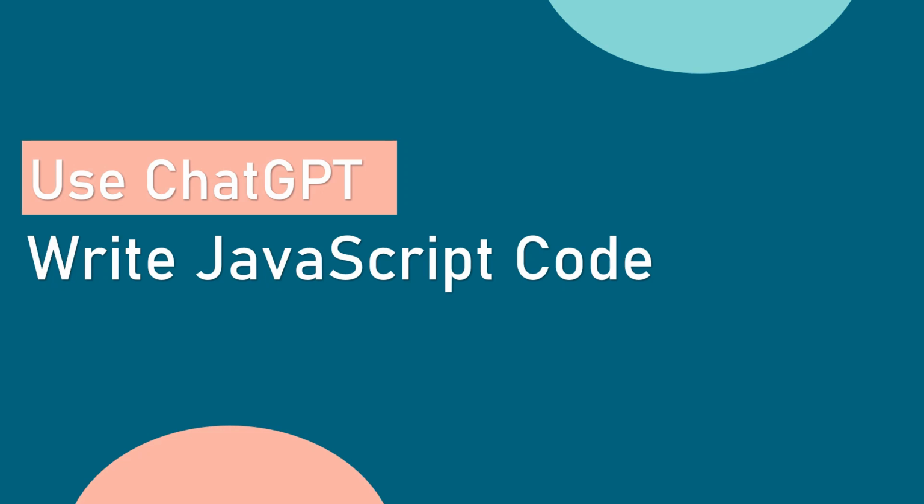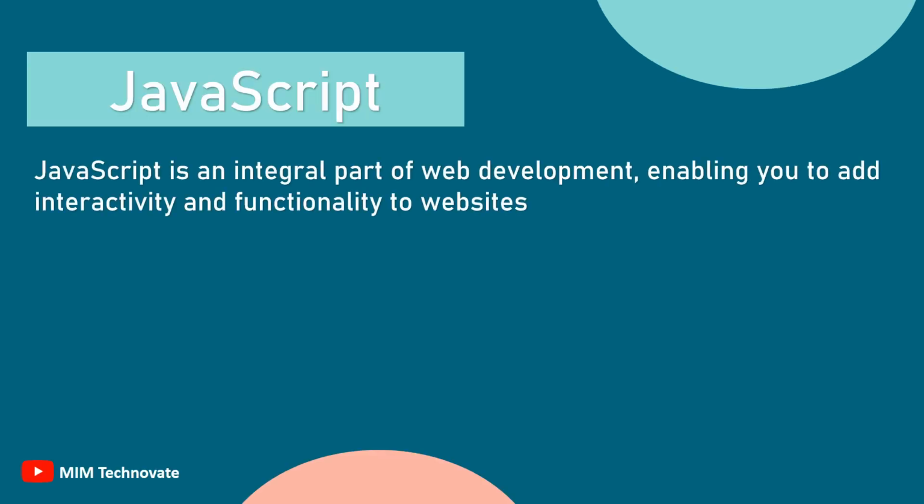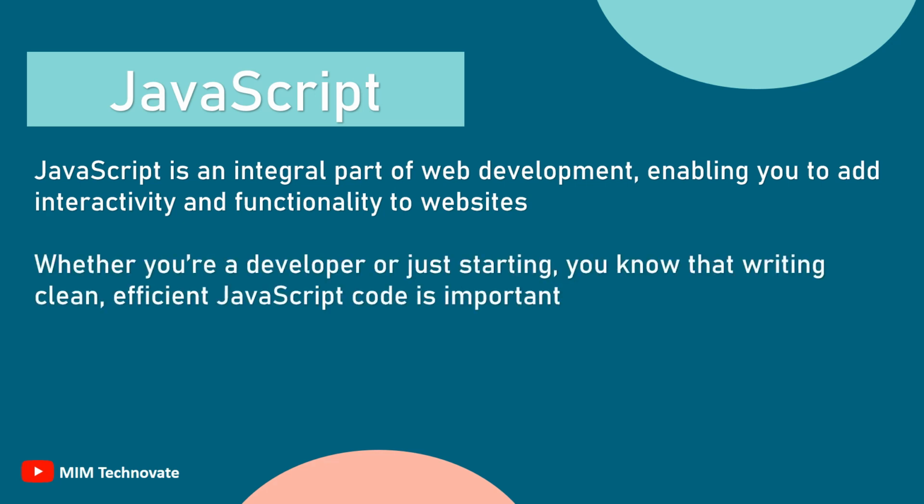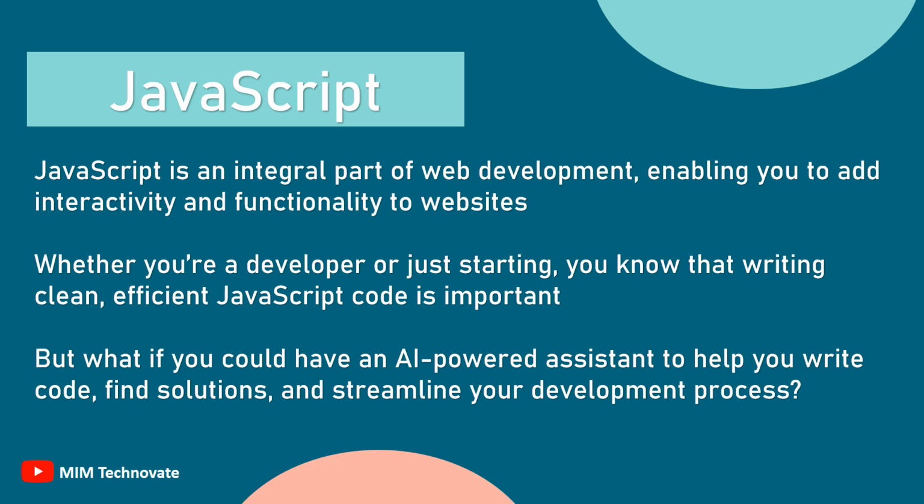Use ChatGPT to write JavaScript code. JavaScript is an integral part of web development, enabling you to add interactivity and functionality to websites. Whether you are a developer or just starting, you know that writing clean, efficient JavaScript code is important. But what if you could have an AI-powered assistant to help you write code, find solutions, and streamline your development process? That's where ChatGPT comes into play.